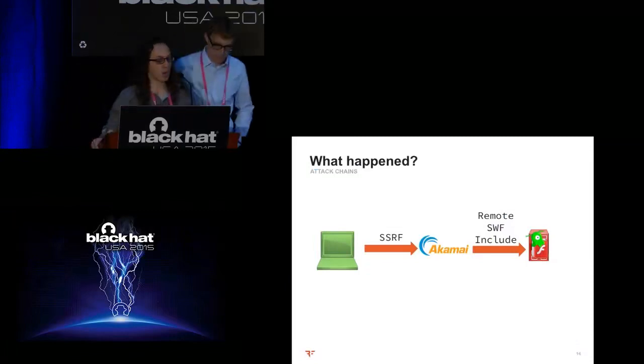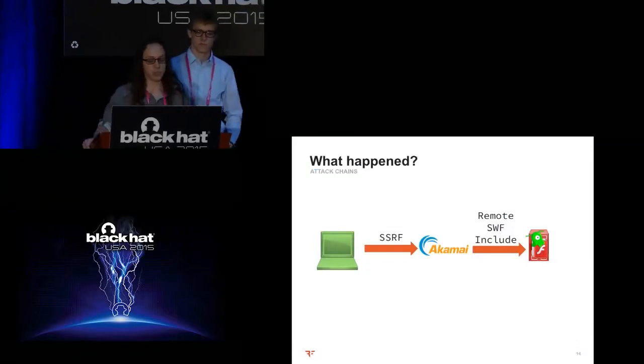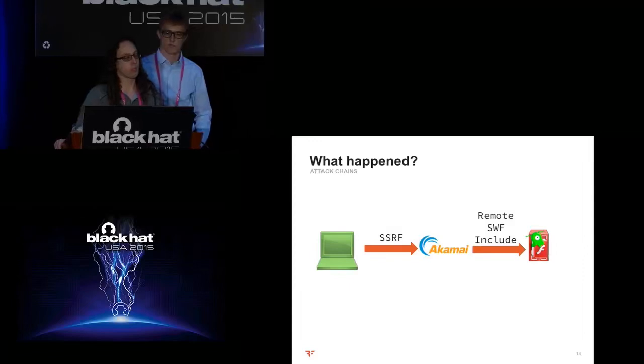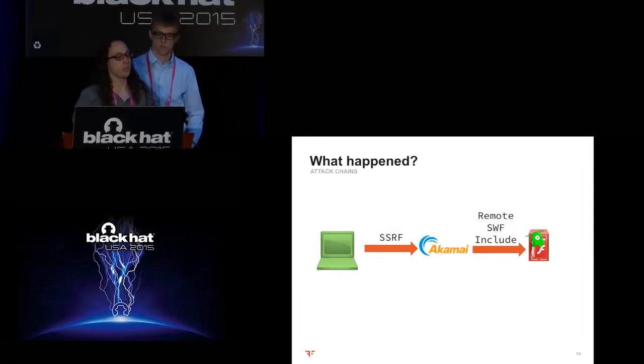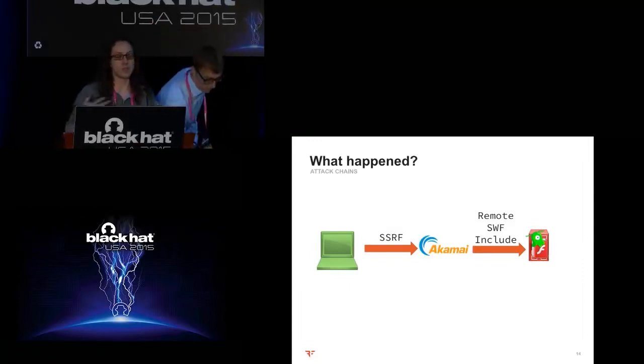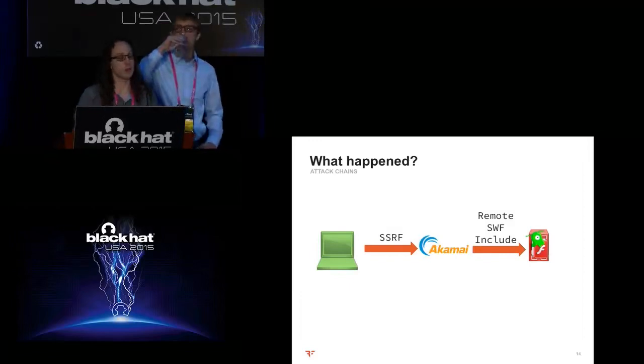So what happened here? We used an attack chain using server-side request forgery and a remote Swift include. Now, why is attack chaining useful? Attack chaining is useful because it allows us to expand the impact and affect more people.